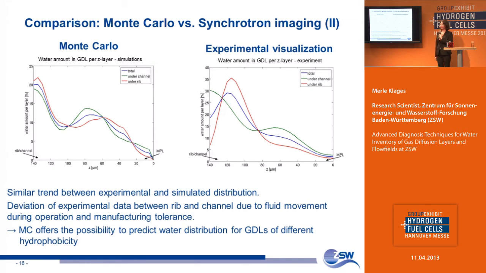You can see a similar trend between the experimental and the simulated results. This means that Monte Carlo is a good tool to change the content of a GDL. For example, if you create a difference in hydrophobicity, you can see how the water content changed and actually where it's assumed to accumulate.